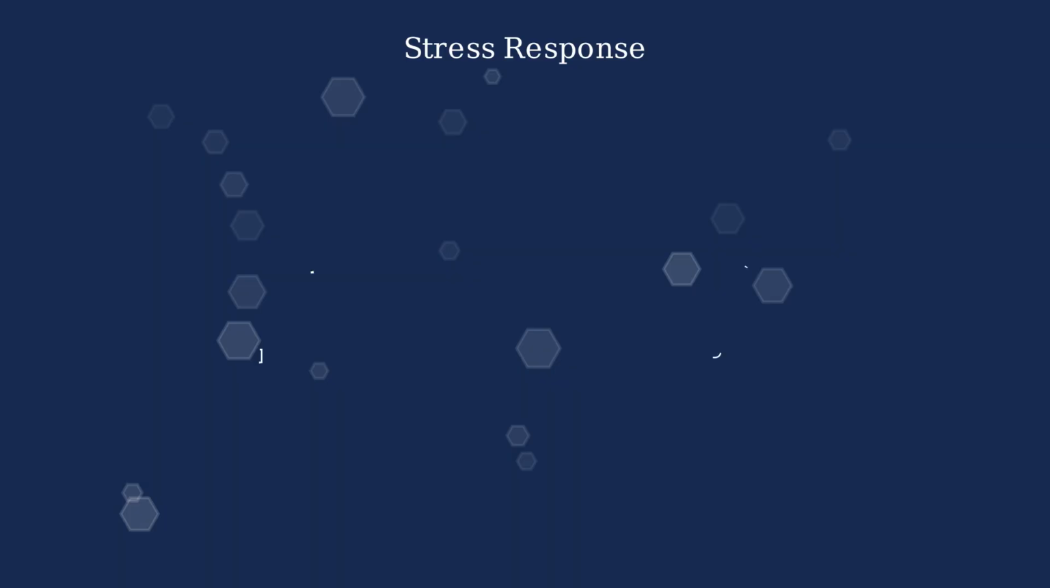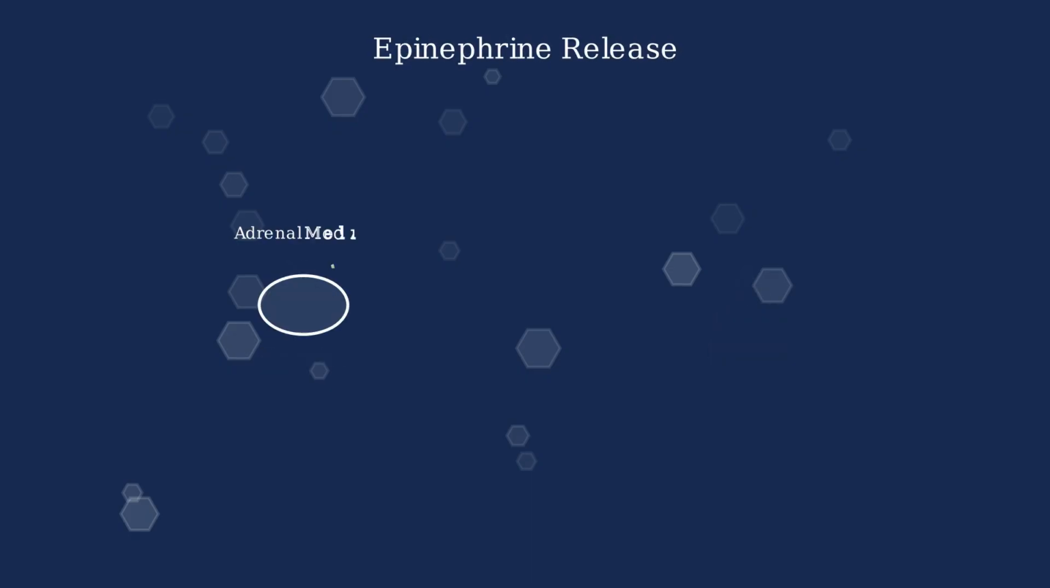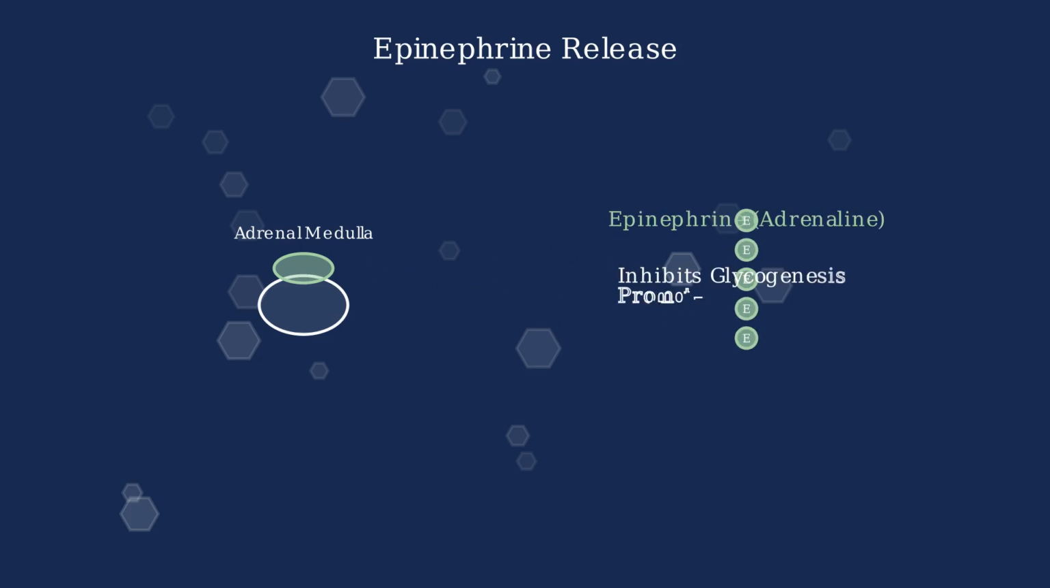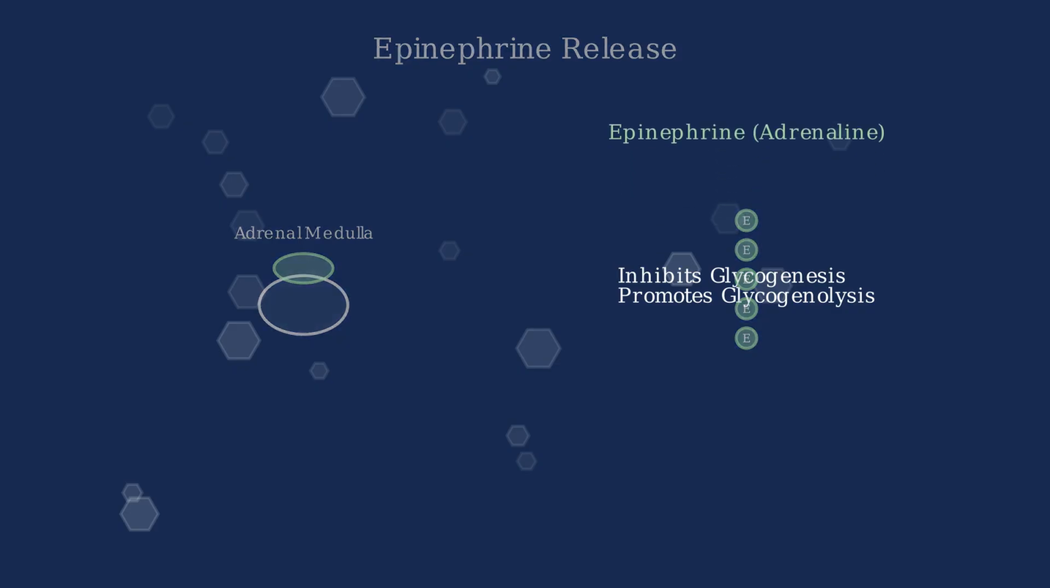When the body faces stress, such as intense exercise or danger, a fight or flight response is triggered. During stress, the adrenal medulla releases epinephrine, also known as adrenaline. Epinephrine inhibits glycogenesis, the process of building glycogen, and activates glycogenolysis, which breaks down glycogen to release glucose.